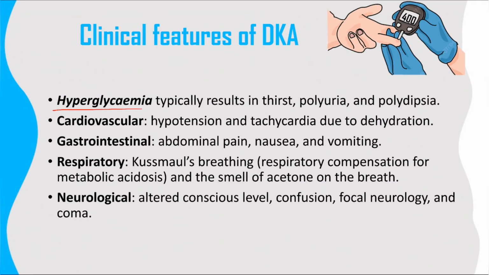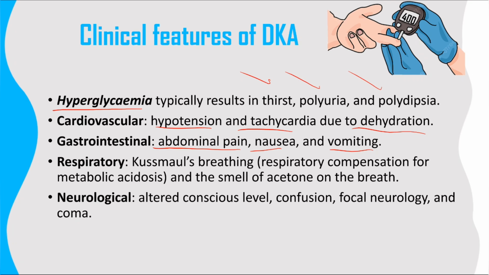When there is hyperglycemia, it will lead to increase in the urination by osmotic diuresis, leading to polyuria. So the patient will be thirsty and take a lot of fluid, leading to polydipsia. This will result in dehydration. Then with further increase in the dehydration, there will be hypotension and tachycardia. The patient has abdominal pain, nausea and vomiting. This might be due to impairment of the gastrointestinal motility.